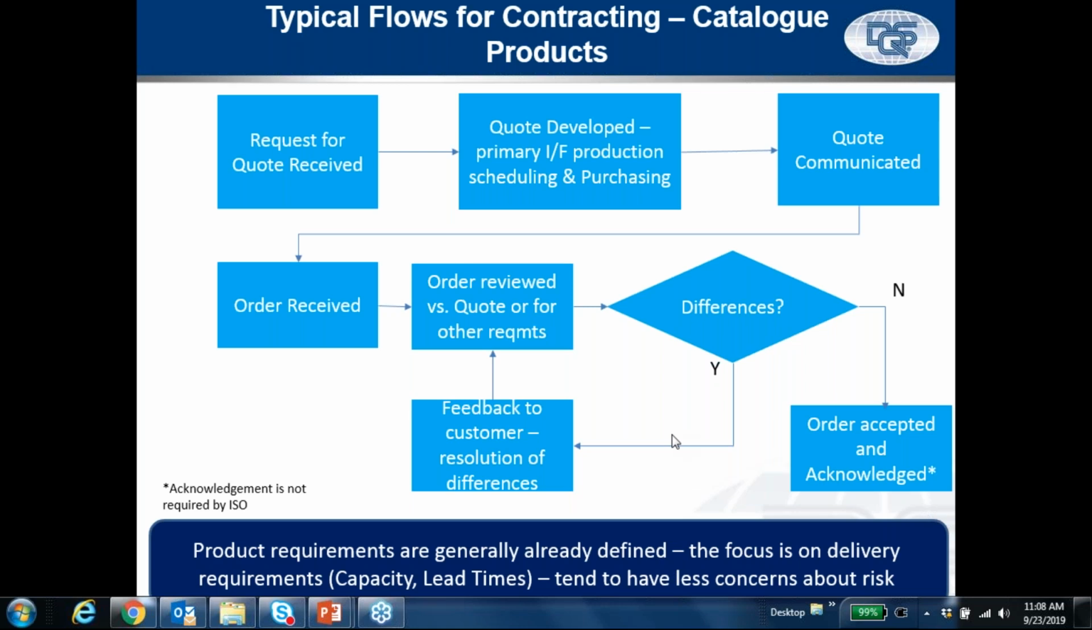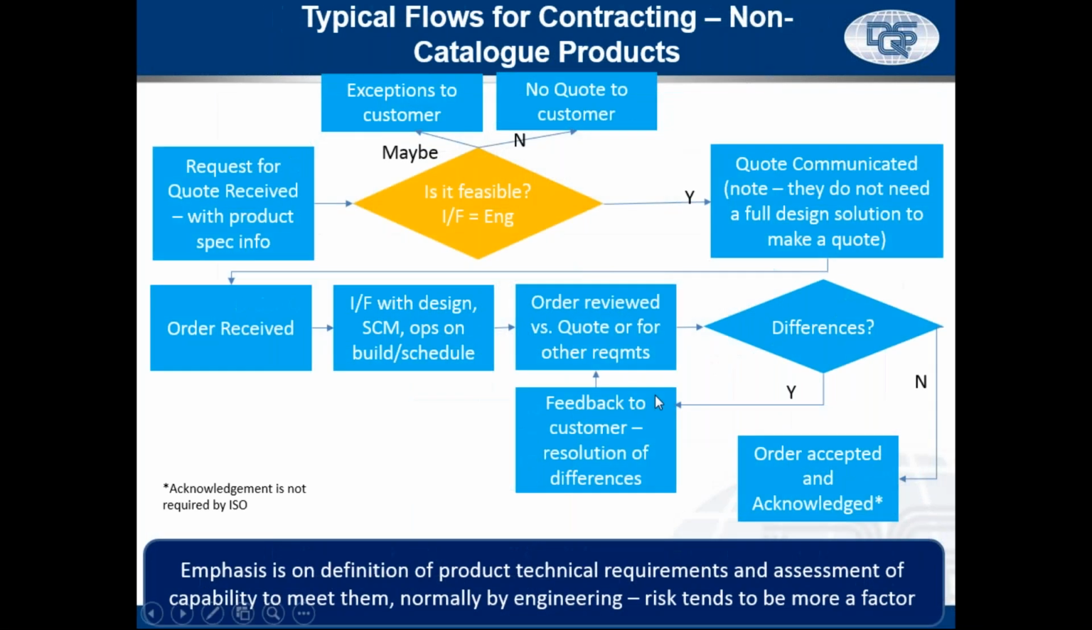The second type of business is non-catalog. So it's a little bit more complicated. We receive a request for a product. The first step is to determine whether it's feasible. And now you have an interface with your engineering department. Maybe it's feasible with some exceptions or changes. Maybe it's not feasible, it's not something we do, so there's a no quote for the customer. Or maybe it's completely feasible and we're going to quote.